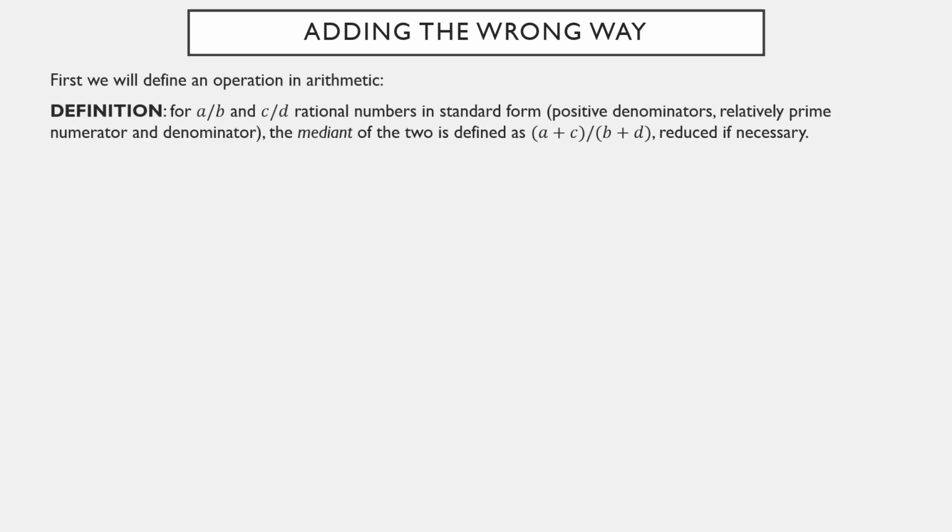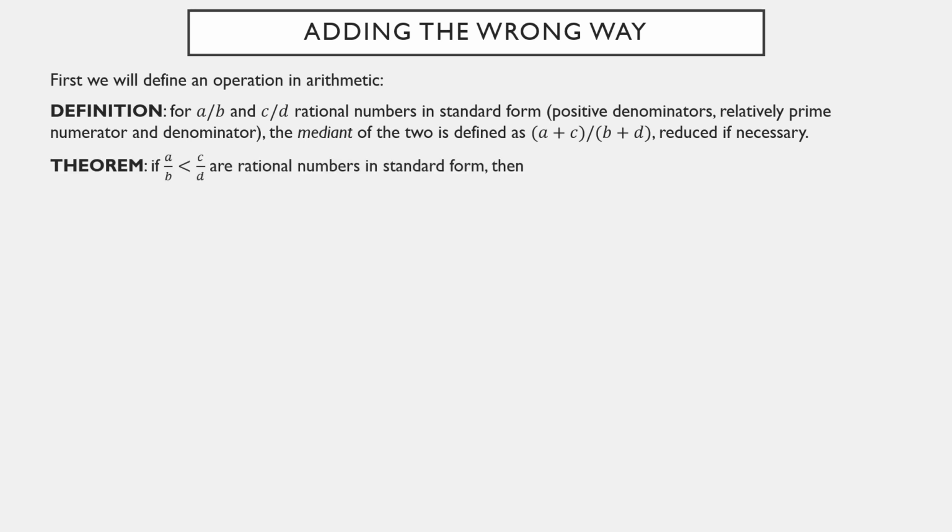Okay, so let's define an operation. Suppose you have a over b and c over d, which are rational numbers in standard form, meaning that the numerator and denominator are relatively prime. Also, the denominators are positive. The mediant of the two numbers is a plus c over b plus d, reduced possibly if necessary. In other words, you're kind of adding them as if you were doing it wrong. If you just hand someone who's never added fractions and say, what's a over b plus c over d, they might just say a plus c over b plus d, which is not the actual sum of the two rational numbers, but now we're defining that to be the mediant.